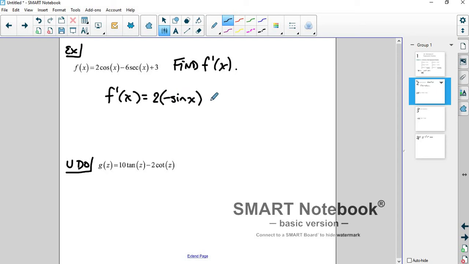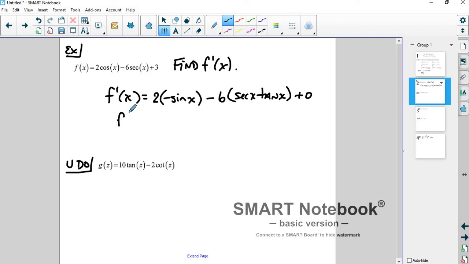Again, I need to remember that. And then minus 6 times secant. The 6 is a constant, it just comes along. The derivative of secant of x is secant x tangent x. Now, I don't really care if you have parentheses around the x's or not. When it gets to be more than just an x, then yes, we're going to need those parentheses as well. But for right now, it's okay. And then the derivative of 3 is 0.